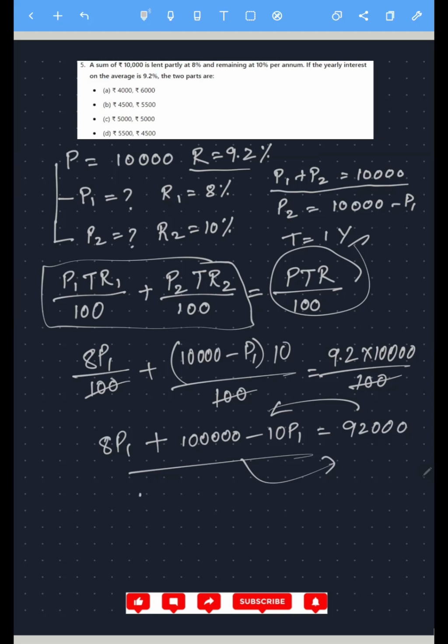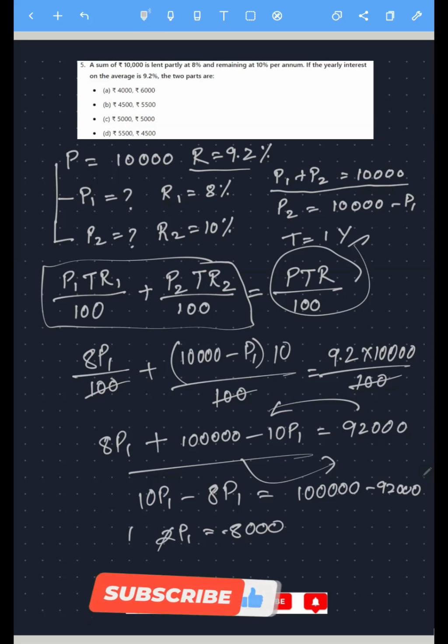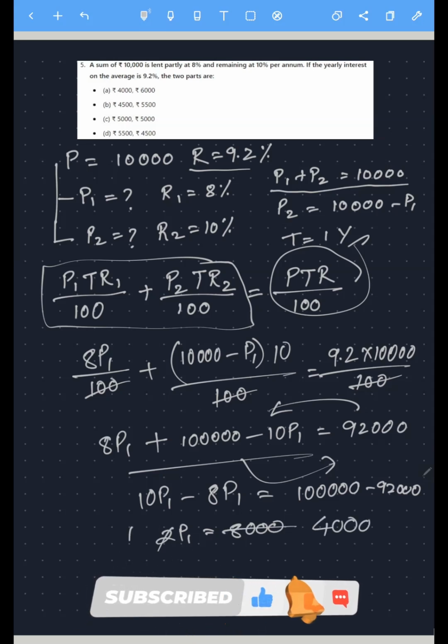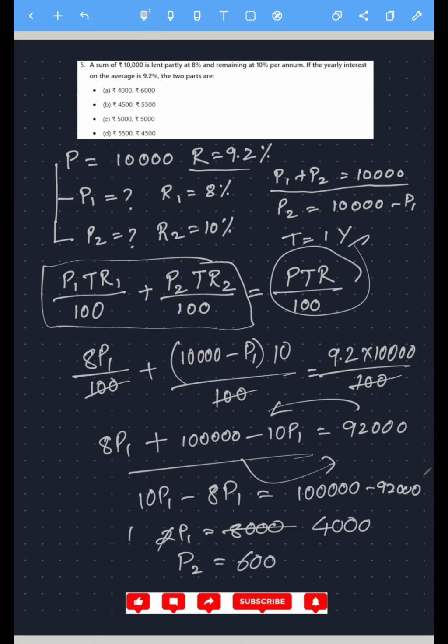So what we get here is 10P1 minus 8P1 equals 100,000 minus 92,000, and we get 2P1 equals 8,000, 2 ones are 2, 2 4s are 8, so 4,000. So P1 is equal to 4,000. Correspondingly, P2 will be equal to 6,000, and that is our option A. Amazing.